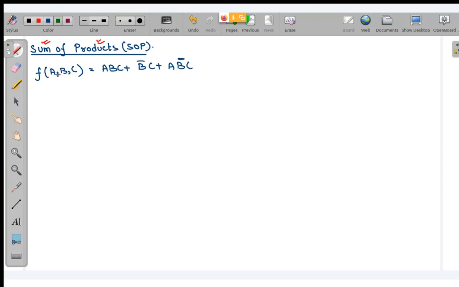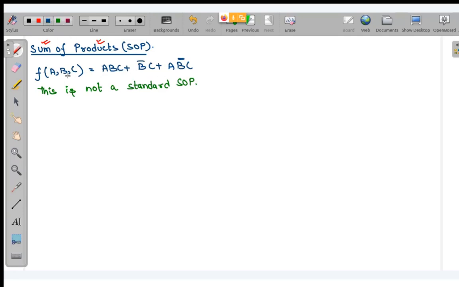Now this SOP is not a standard SOP. Now, what is the standard SOP? And why is this not standard SOP? A standard SOP basically has all the three variables in all the product terms. Over here we have three variables, so in standard SOP, each product term should have all the three variables.